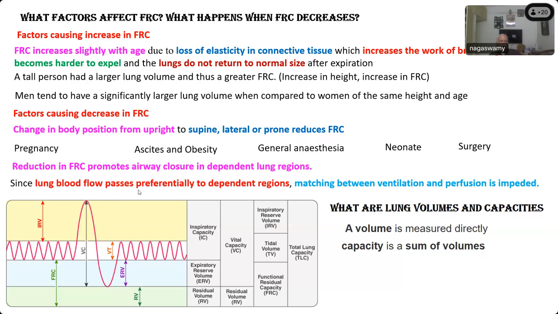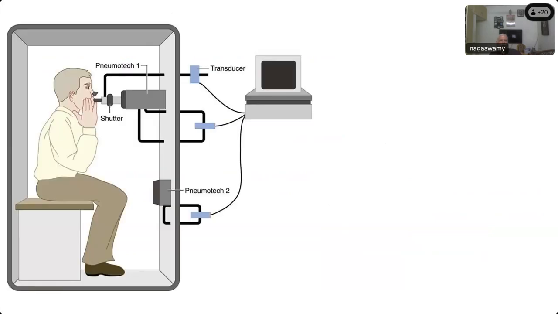And since lung blood flow preferentially goes to dependent regions, matching between ventilation and perfusion is impeded by decreasing FRC. So this is what is happening. Now I am showing you a picture here. So what test is being performed and what gas law is employed here?